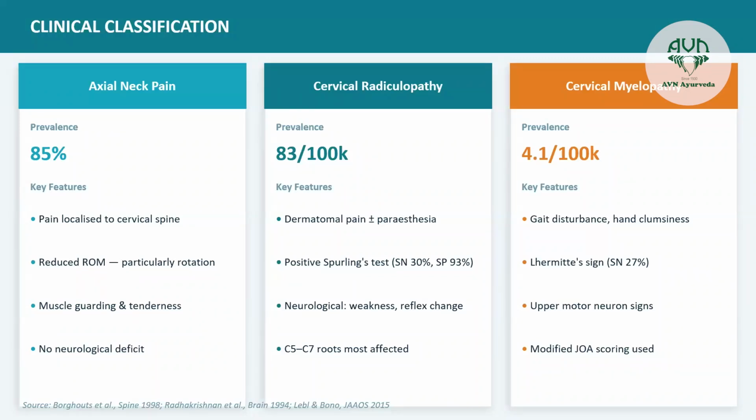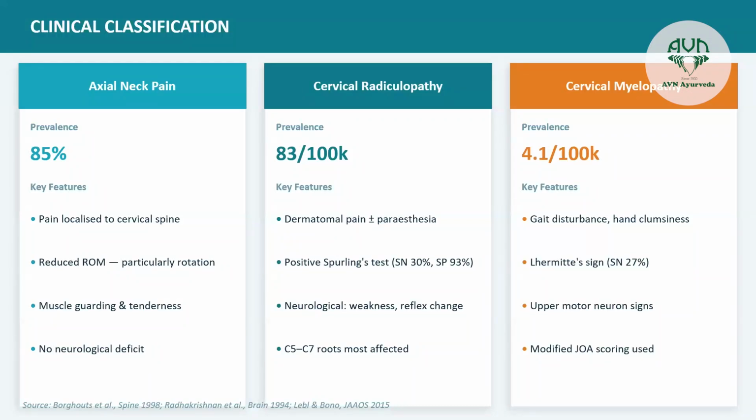So in the long run, if the person is not treated for the neck pain or the discomfort they currently have, it can further progress to radiculopathy, that is cervical radiculopathy, where the dermatome, nerve root, or nerve structures can be affected. Along the course there will be pain, that is radiculopathy, which can be associated with or without paresthesia depending on the grade. The prevalence, as per the study, is 83 per 100K.